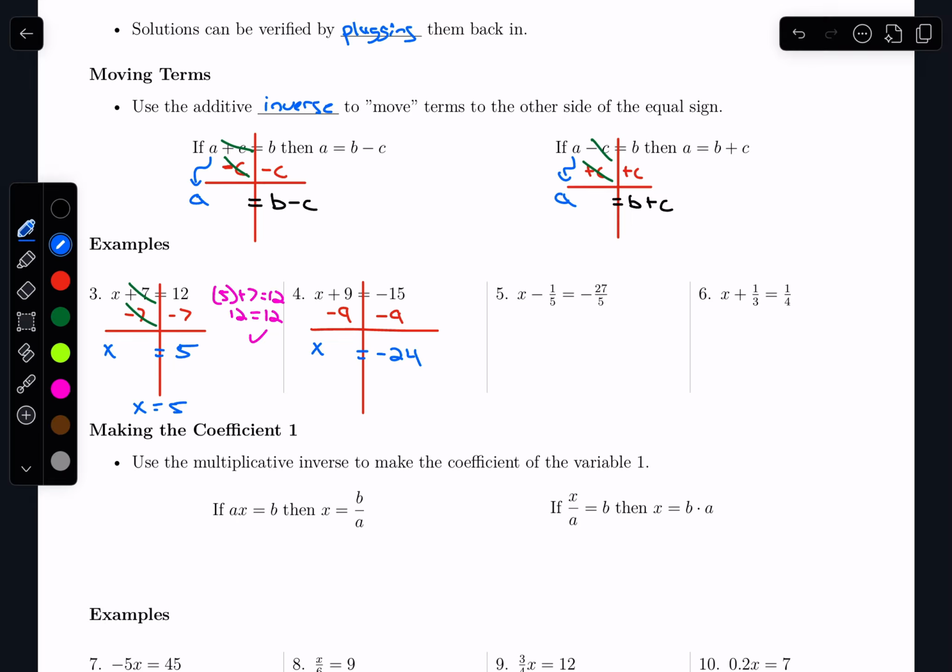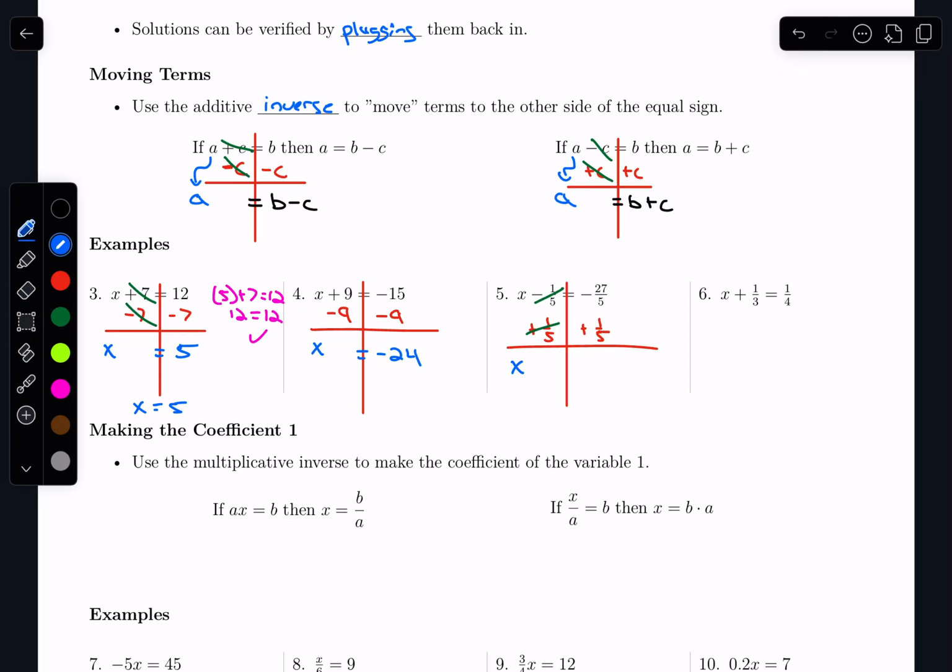Number 5, same idea. Now we just have fractions. Fractions are never going to go away, guys. You just got to get used to that. We have x minus 1/5 is equal to negative 27 over 5. We have x minus 1/5. So we're going to do the opposite, which is adding 1/5. That leaves us with just plain old x on the left because the positive 1/5 and the negative 1/5 cancel each other out by design.